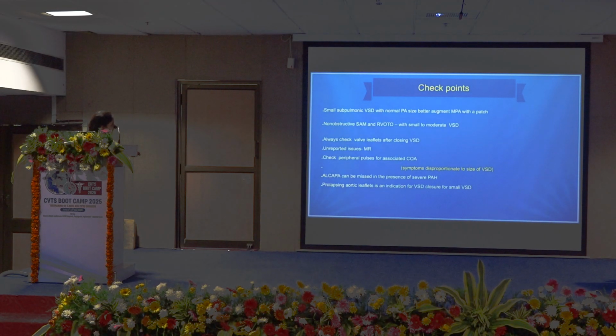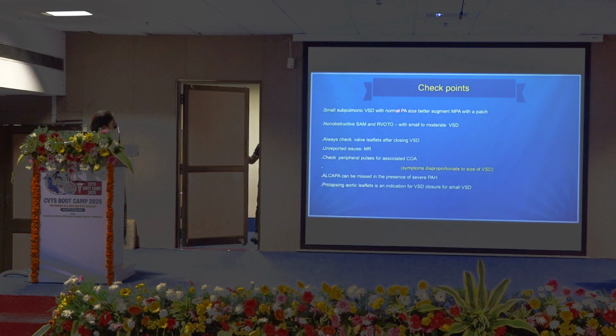Small subpulmonic VSDs might have normal PSIs, but sometimes you still have to operate because there is some RCC prolapse, some aortic cuspal prolapse. In such cases, augment the main pulmonary artery with a patch, because the size of the PA might be normal at that time, but sometimes it can cause supravalvular stenosis later on. Non-obstructive subaortic membrane and RVOTO can be there with small and moderate VSDs. Though they are non-obstructive, consider resecting the RVOTO and excising the subaortic membrane, because once you excise it, the aortic valve cusp will try to become normal.